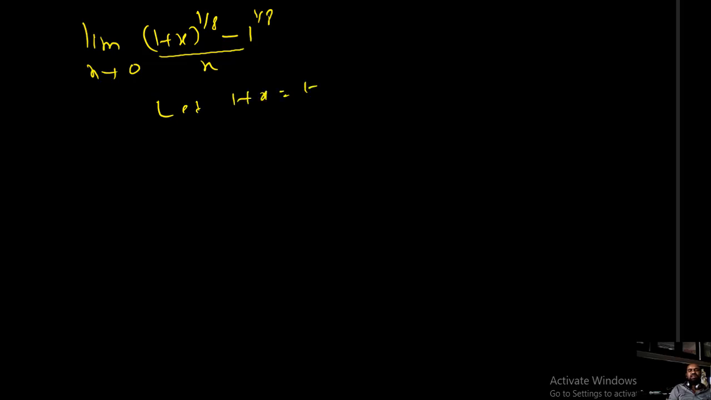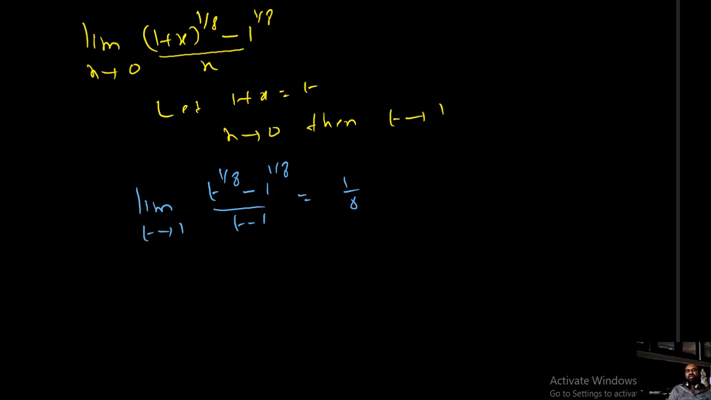So actually limiting value of 1 plus x whole power 1 by 8 minus 1 power 1 by 8 by x, x is tending to 0. So let 1 plus x is equal to some t. X is tending to 0, then automatically what happened? Then t is tending to 1 only. So what happened to the problem? Problem structure becomes limiting value of t power 1 by 8 minus 1 power 1 by 8 by t minus 1, t is tending to 1. This is same as 1 by 8 into 1 power 1 by 8 minus 1, that is directly 1 by 8 only.